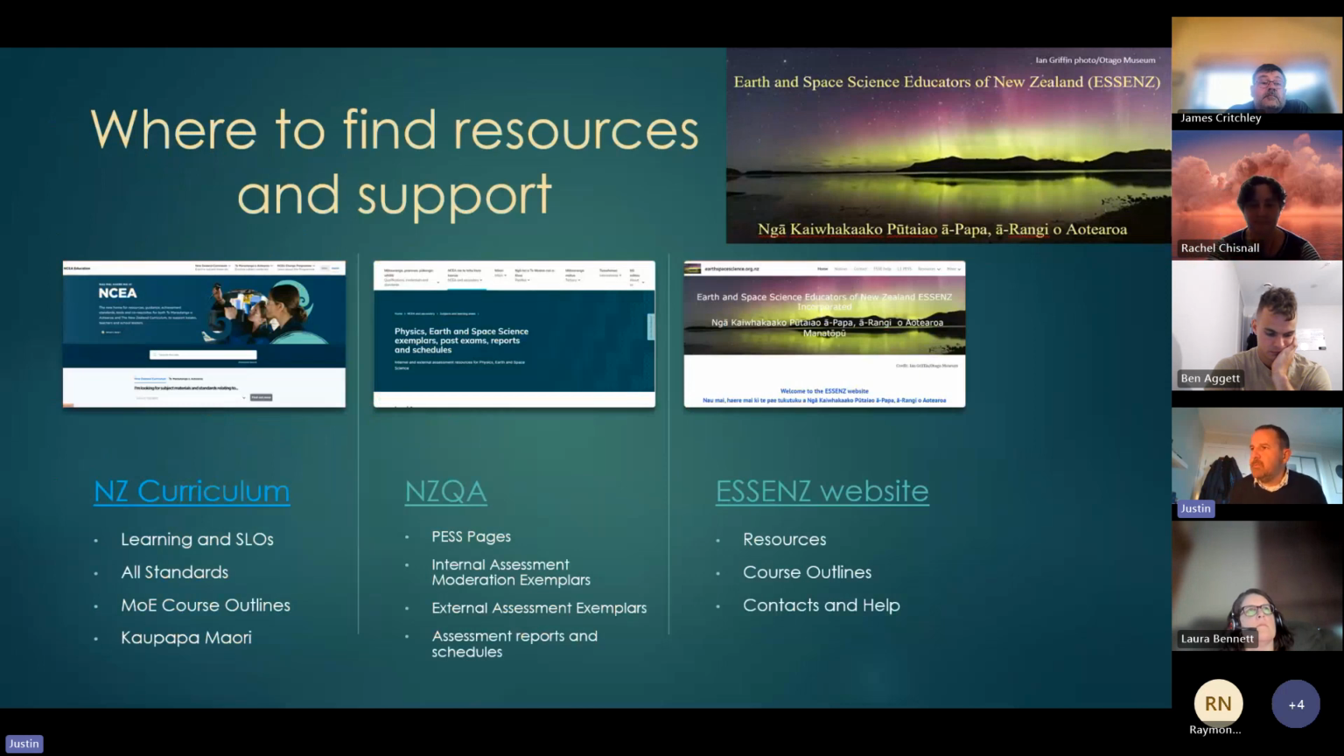So, just where to find resources and support. The New Zealand curriculum website's pretty good because it has all of the standards, and the SLOs that the subject associations have developed.